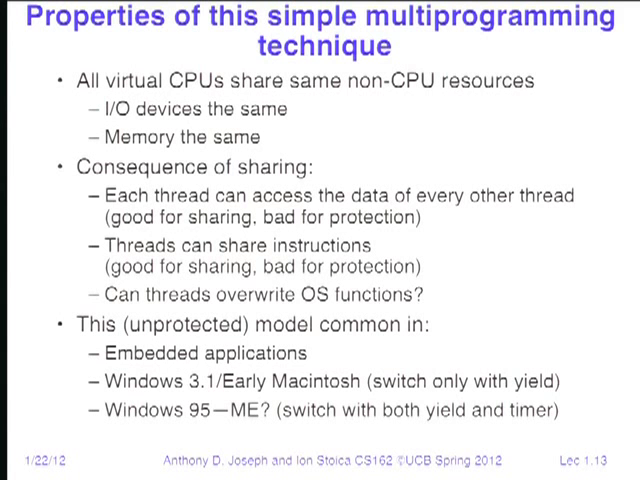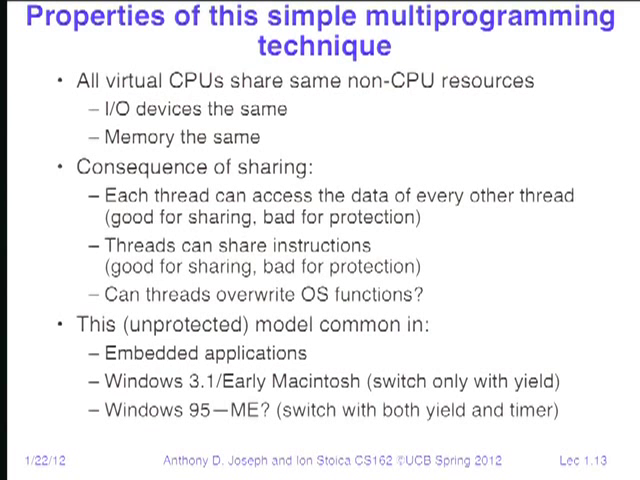Threads share instructions. This is good for performance. We need less memory. We're running the same code. It's bad, again, in terms of protection. All right? We're actually operating within the same address region as the operating system, and so we can access all of the operating system's data structures. We can also scribble all over them. We can scribble all over the instructions of the operating system. So that's probably not very good.